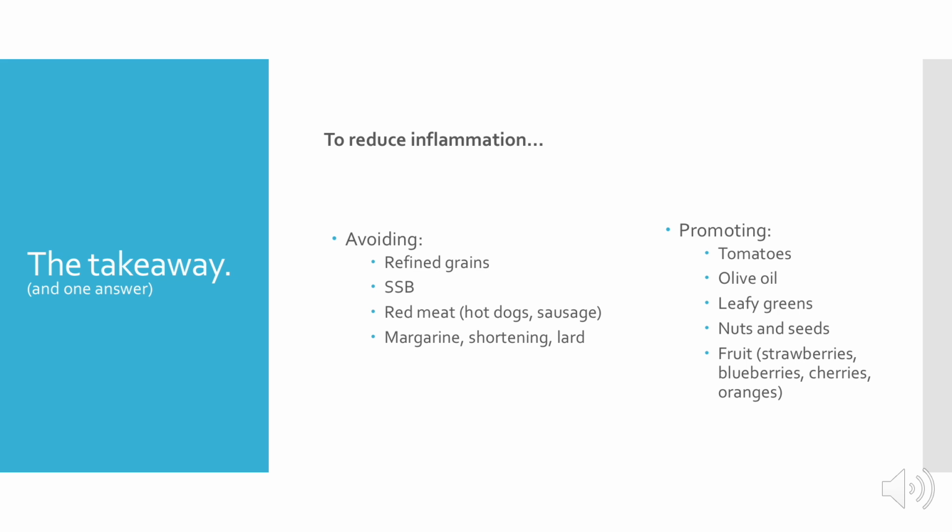So we would promote things like tomatoes and olive oil and leafy greens and nuts and seeds, and those are all really elements of the Mediterranean diet. Now, the fruit part, that is part of the diet as well, but what's listed there are some suggestions specifically for the anti-inflammatory diet. Now, those fruits may vary if you are adopting a Mediterranean diet specifically, but of course fruit in general is quite good.